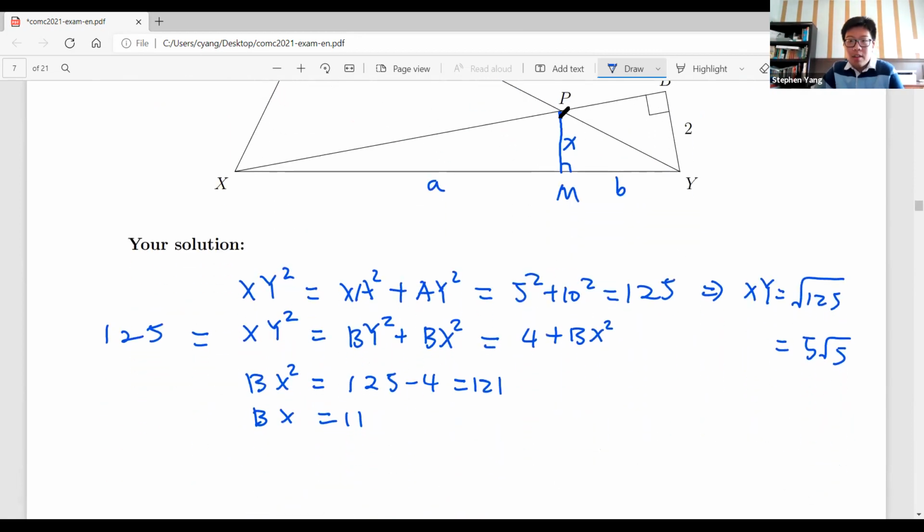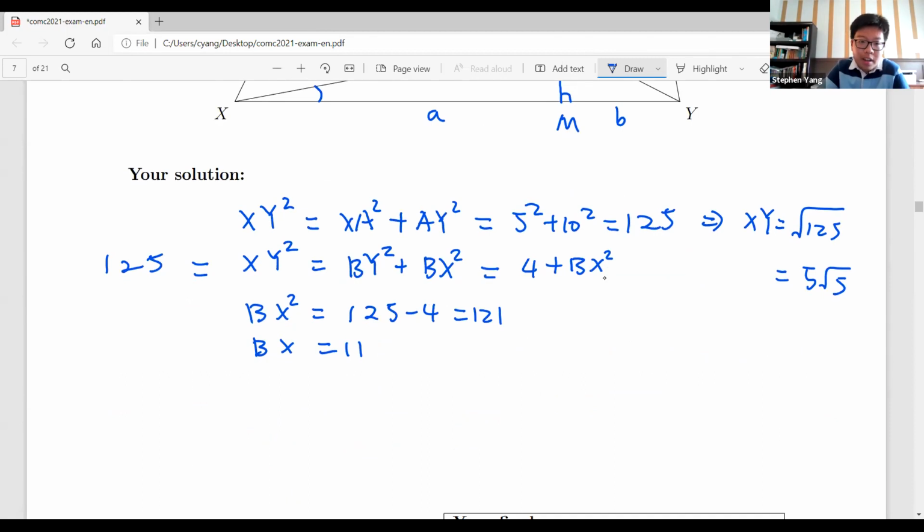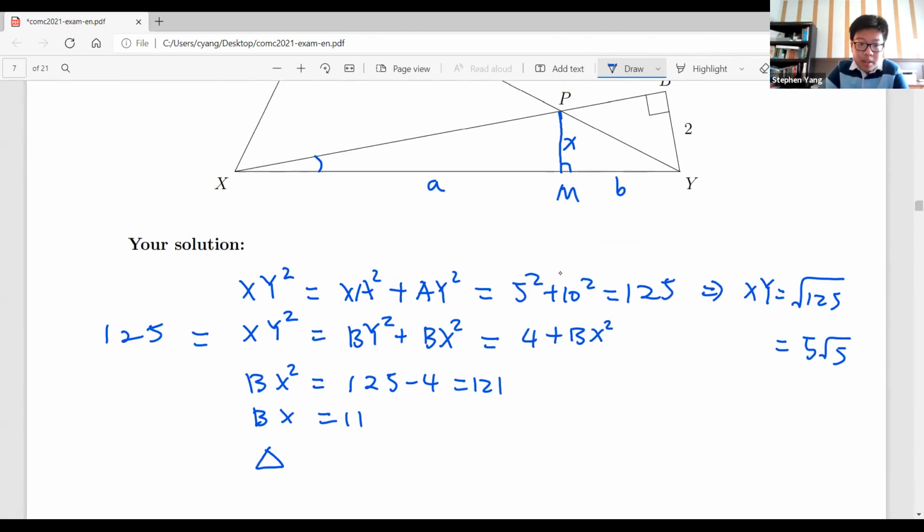Okay, now look for similar triangles. So you know this angle is the same for PXM and BXY. Also, this is a right angle. Also, this is a right angle. So we'll have triangle PXM is similar to triangle YXB.